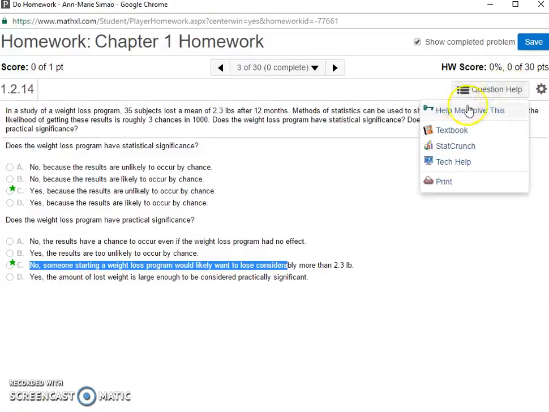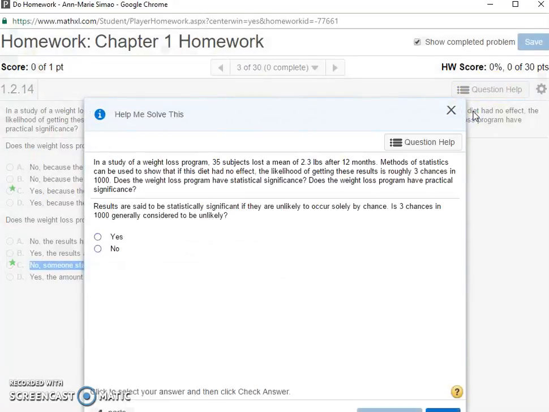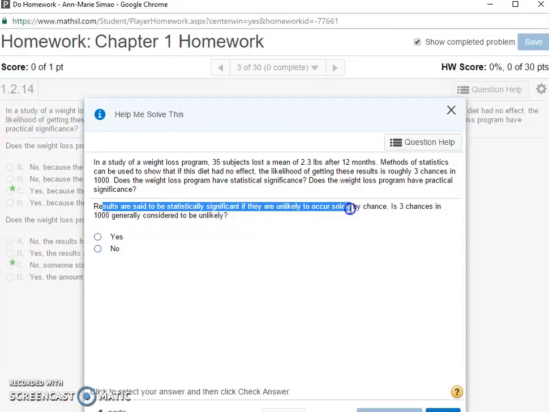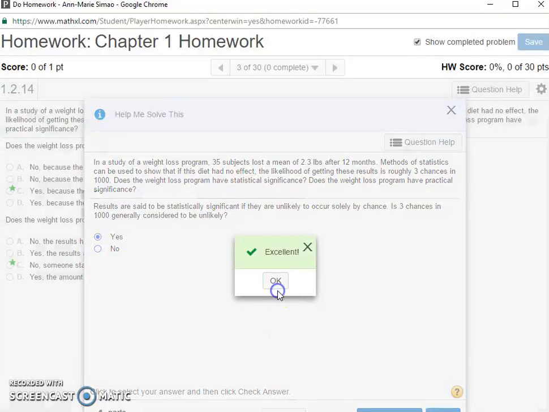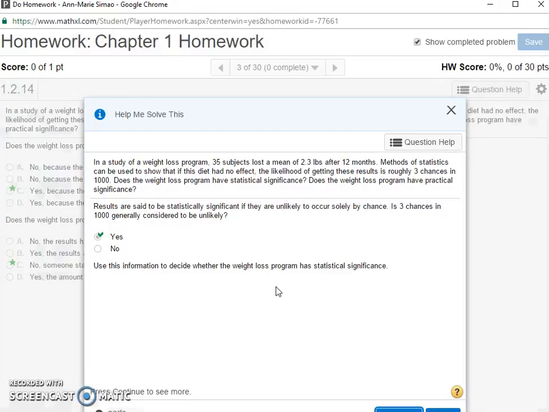So here's another good question. Under question help, just help me solve this. So as I go through, results are said to be statistically significant if they're unlikely to occur solely by chance. Is 3 chances in 1,000 generally considered to be unlikely? And so when you answer that question, it's going to ask you questions along the way, and it will step you through step by step.